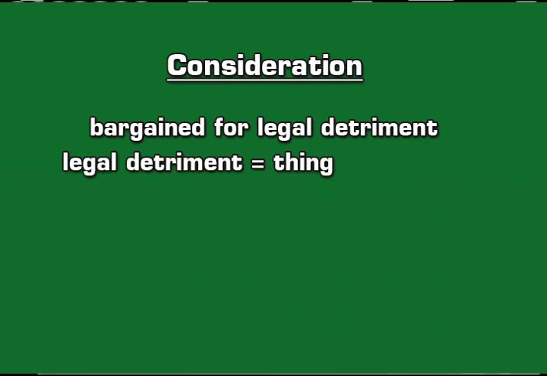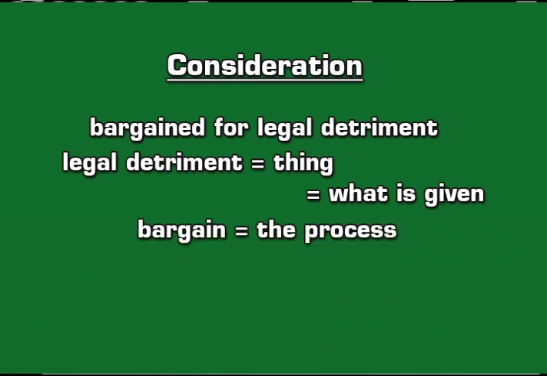The legal detriment is the thing. It is what is given for the promise. The other aspect of consideration is bargain. It's the process. So the two aspects, once again, are the thing exchanged and the process. Legal detriment, bargain. Remember those two terms.